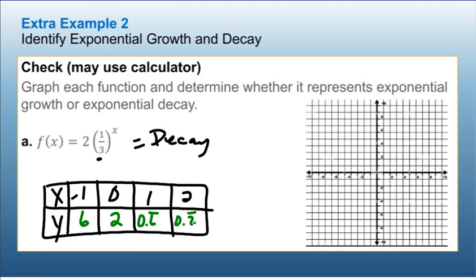Now if I were to graph this one on my coordinate plane, I would have negative 1, 6 here, 0, 2 here, and then 1, 0.6 would be roughly here, and then 2, 0.2. So it gets closer and closer, but it never touches. It goes down, and then it gets closer and closer to 0, but never reaches 0. So that is our lesson on exponential functions.